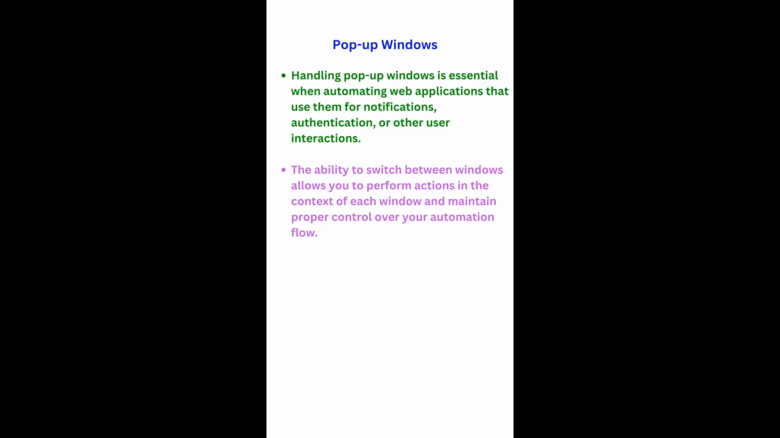Pop-up windows. Handling pop-up windows is essential when automating web applications that use them for notifications, authentication, or other user interactions. The ability to switch between windows allows you to perform actions in the context of each window and maintain proper control over your automation flow.